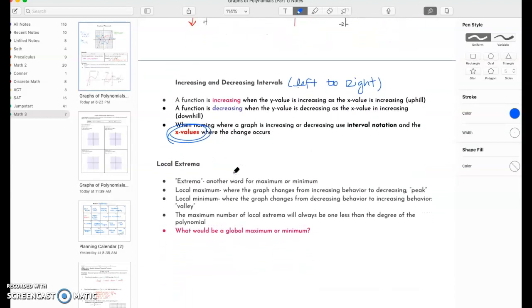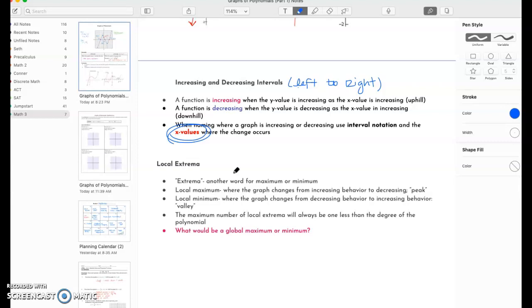The places where the change from increasing to decreasing happens are the local extrema. So extrema is plural for maximum or minimum. And we talk about local maximum or local minimum. So those words are interchangeable. You can see it listed different ways on different pieces of work that you may have, or textbooks that you have in math, but that means the same thing. So extrema is a maximum or minimum.